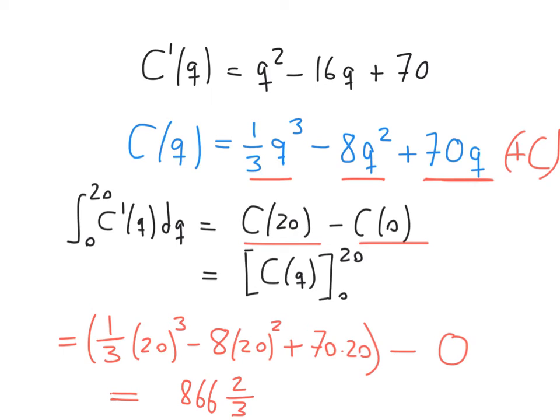And interpreting this now with respect to our problem, this is the cost that we would incur if we increase the production from 0 to 20. So this would be the total variable cost to produce 20 units.